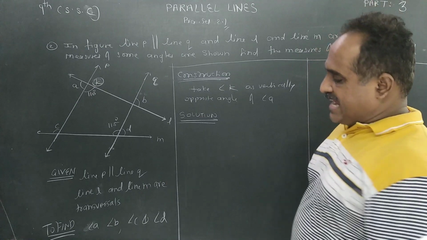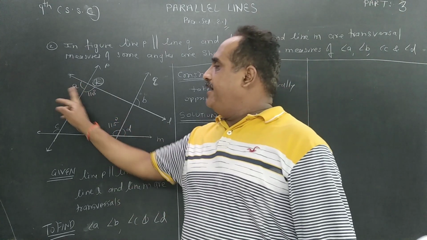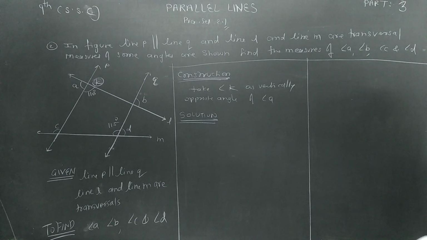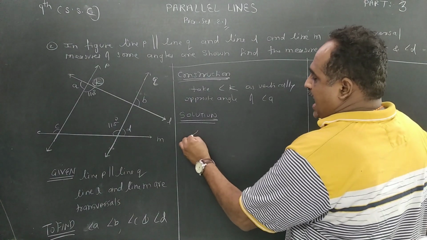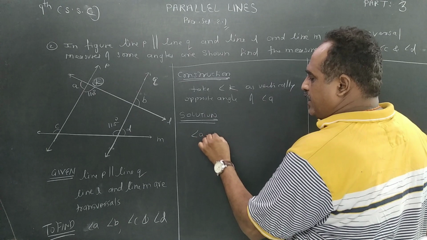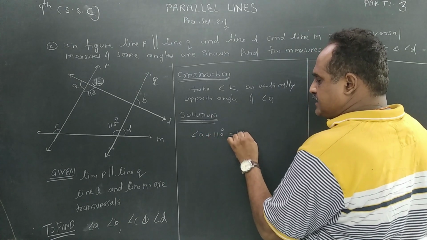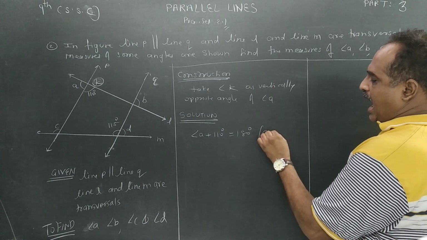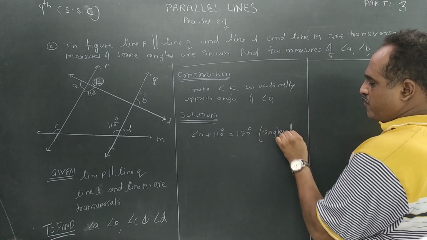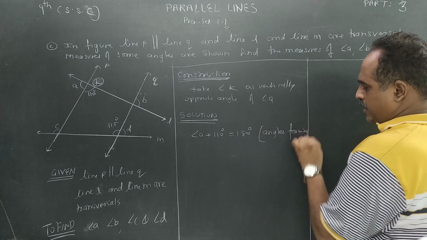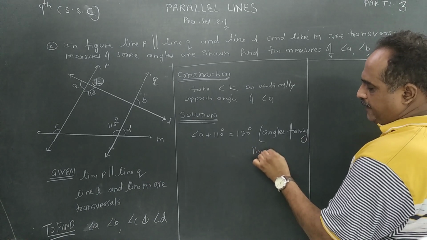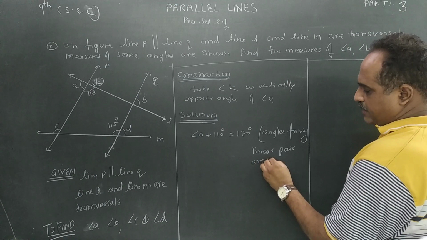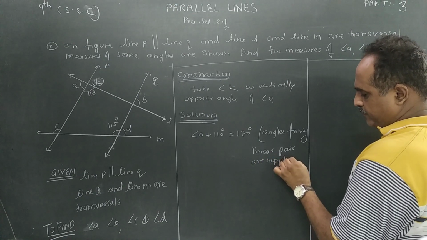What do we have to find out first? A. What is the relation between A and 110? For that, no parallel lines are needed at all. They are angles forming linear pair. So what are you going to write? Angle A plus 110 degrees is equal to 180 degrees. And what reason do you have to write? Angles forming linear pair are supplementary.